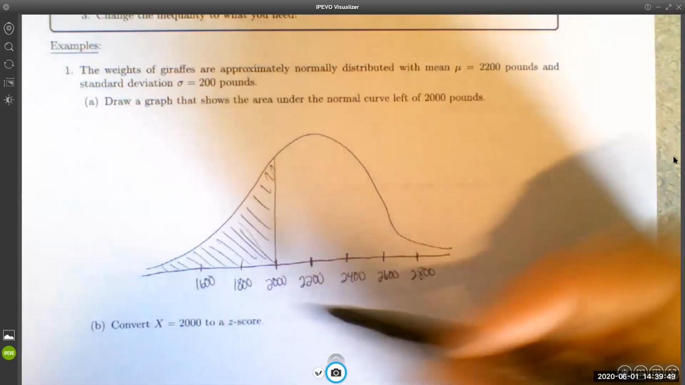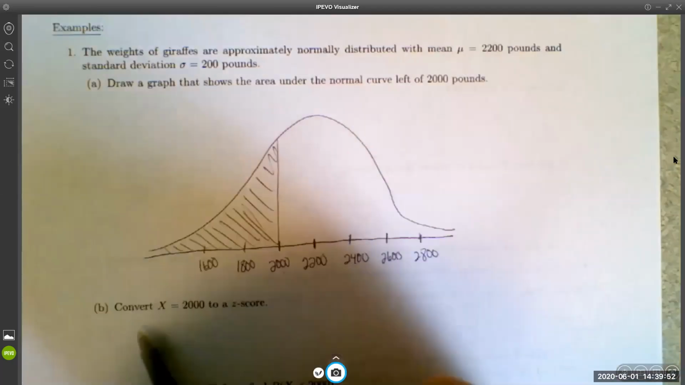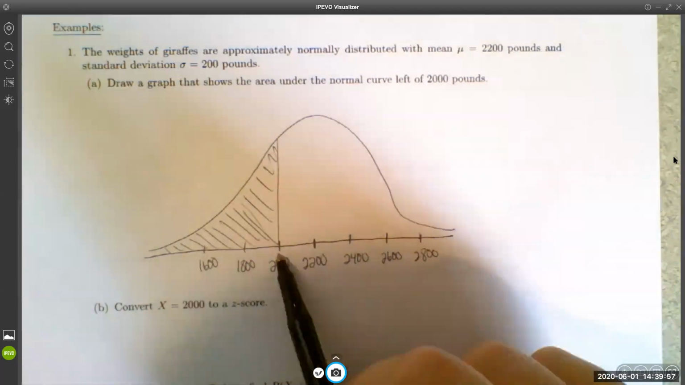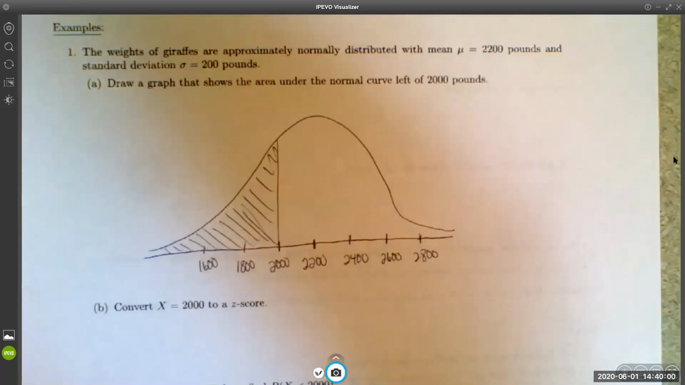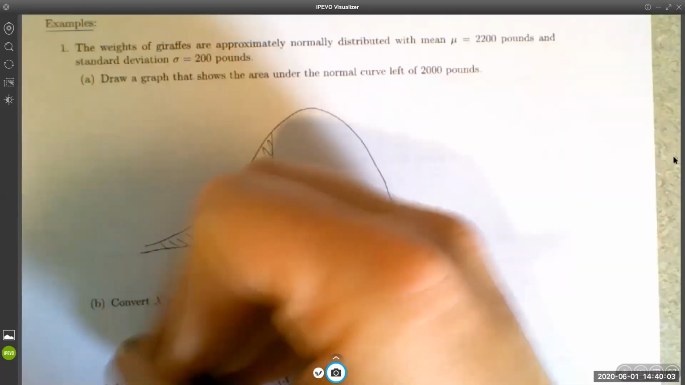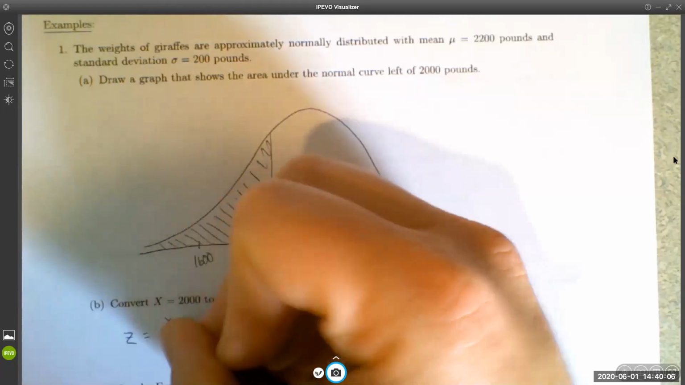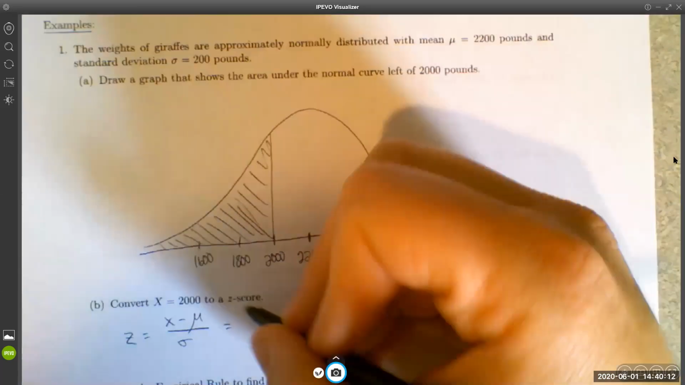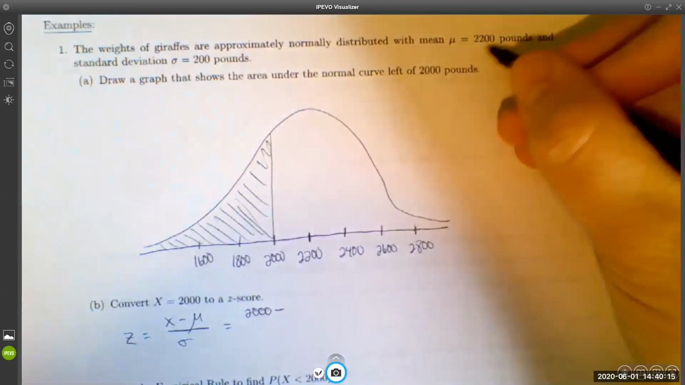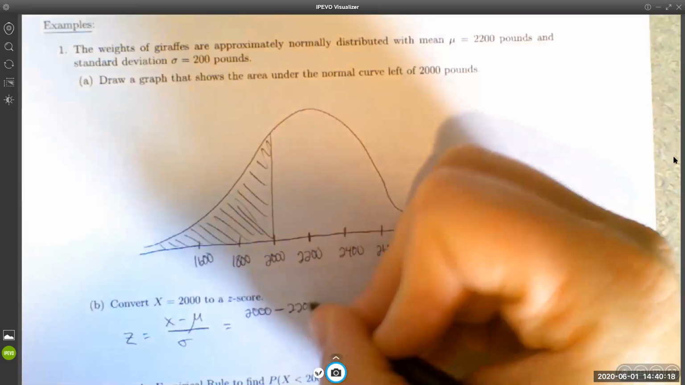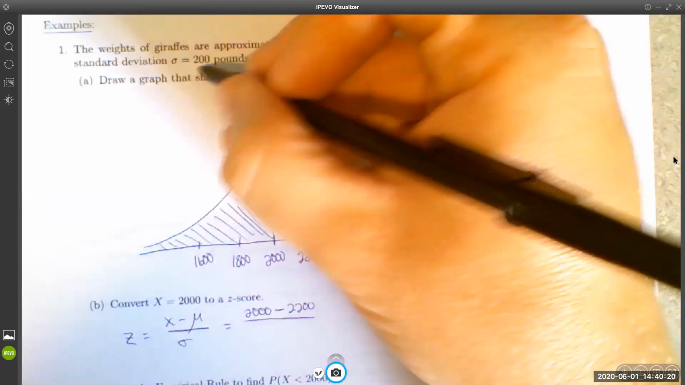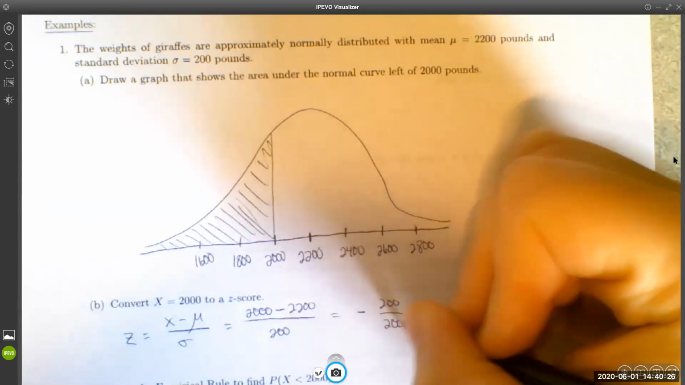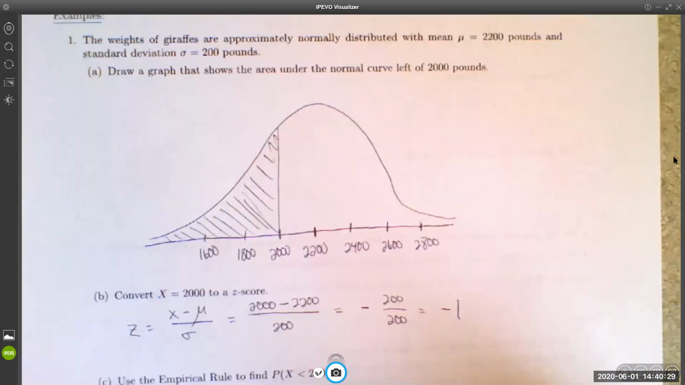Which means in part B, when they ask us to convert 2,000 to a z-score, I'm going to guess that the z-score is -1 because we're 1 standard deviation below the mean, and that's exactly what the z-score is supposed to measure. But just to confirm it, we can use our z-score formula and say z equals x minus mu over sigma. X in this case is 2,000. Mu, our mean, is 2,200. And sigma, our standard deviation, is 200. So this is -200 over 200. Sure enough, it's -1.